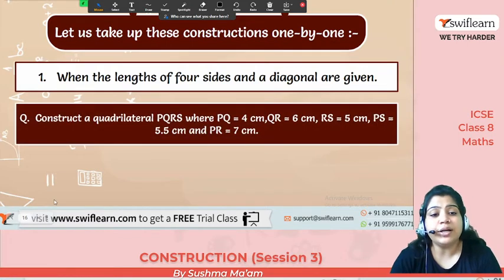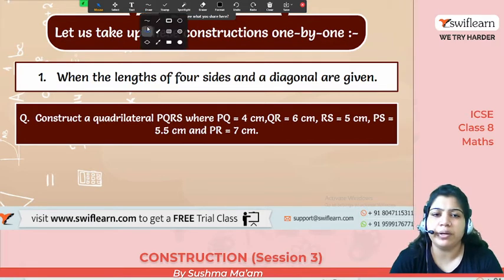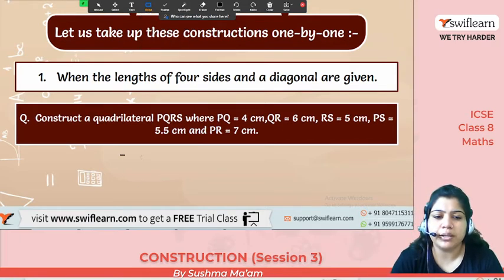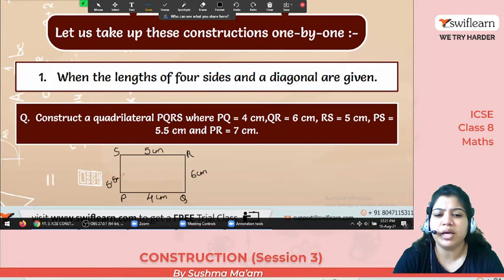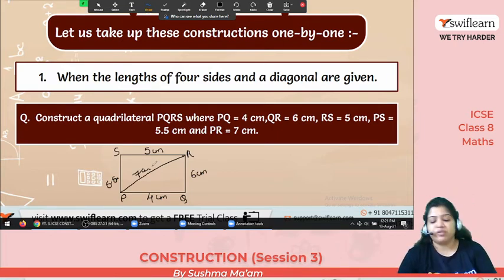Okay, so question: construct a quadrilateral PQRS where PQ is equal to, so we have to make a quadrilateral. Okay, we make a quadrilateral. This is my quadrilateral. Now let's name it PQRS, and PQ is 4 centimeter, QR is 6 centimeter, RS is 5 centimeter, PS is 5.5 centimeter, and this PR is given as 7 centimeter. Okay, so this is my rough structure.